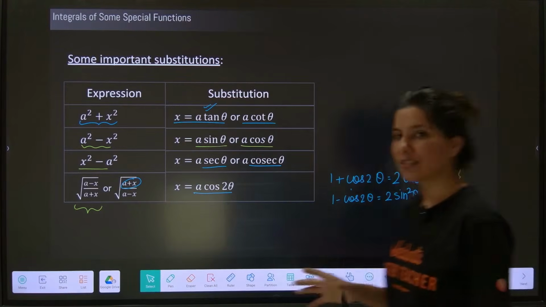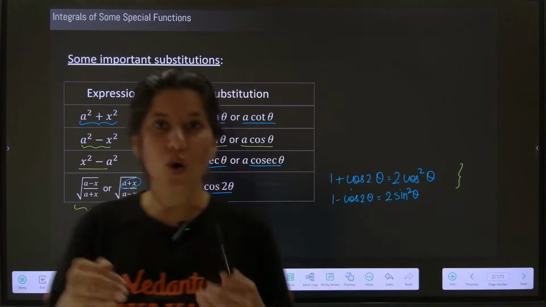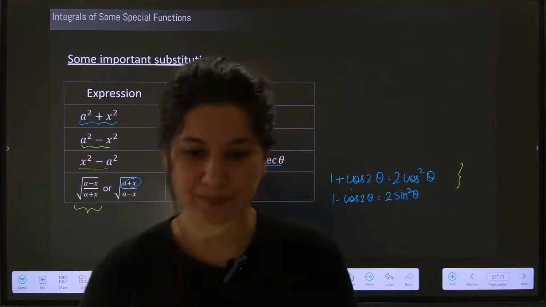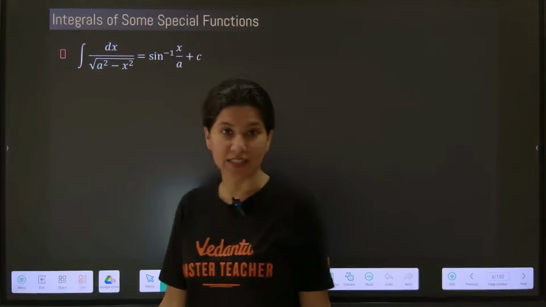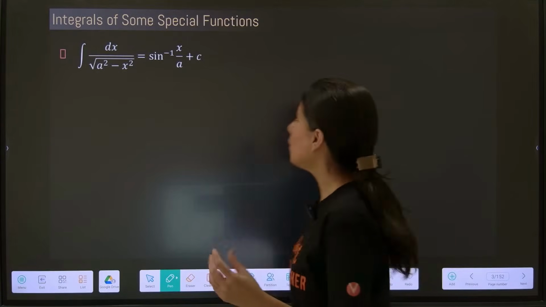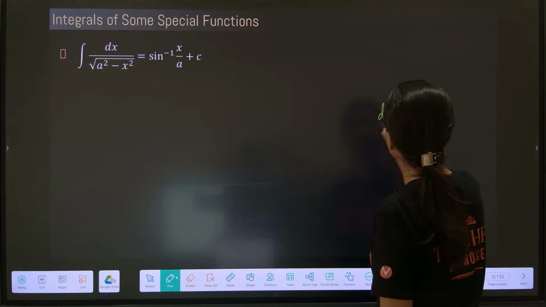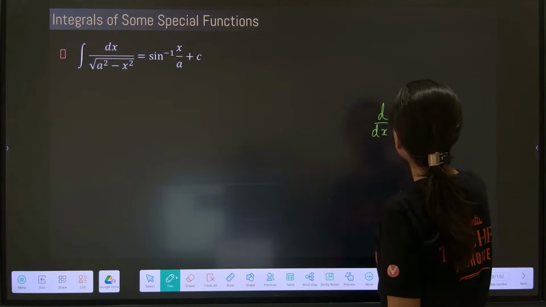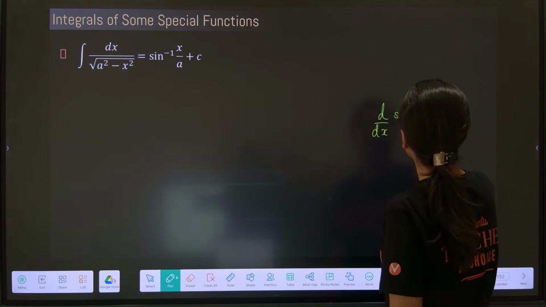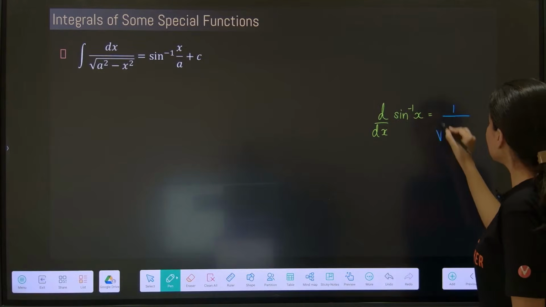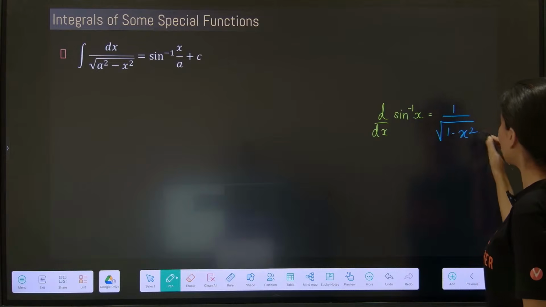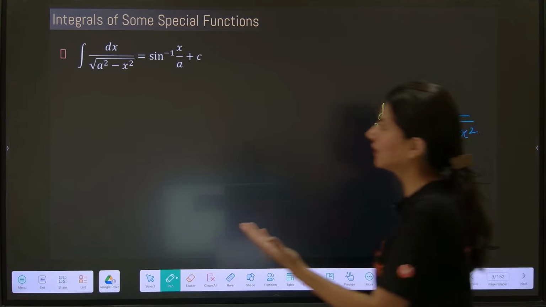But yes, let's solve a couple of questions so that you absorb it a little better. Okay, you will be able to understand. For example, integration of this. Now I don't know how many of you know, but what is the derivative of sin inverse x? In the differentiation chapter we have studied this. It is 1 upon square root 1 minus x square. Same over here. Can you see?